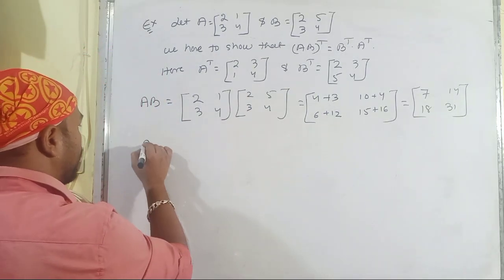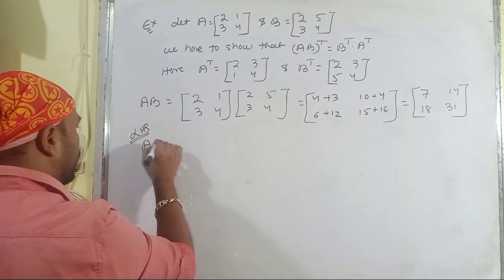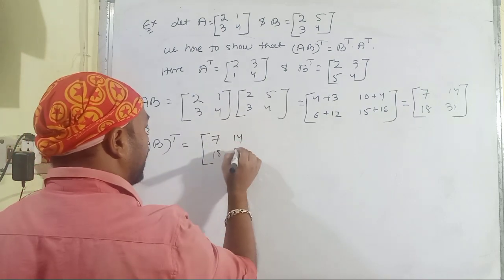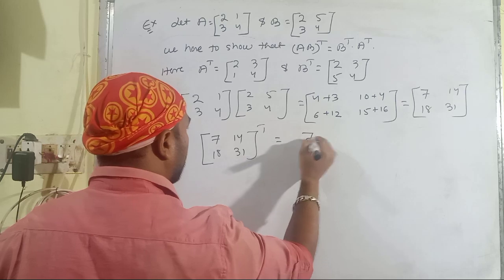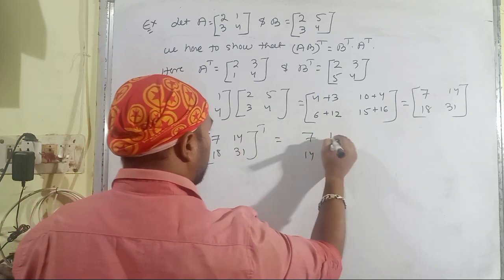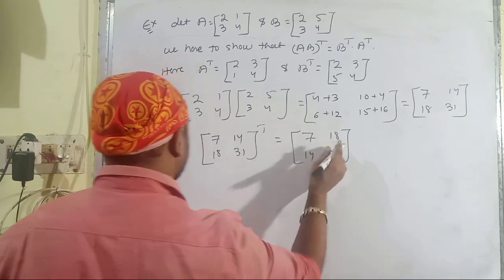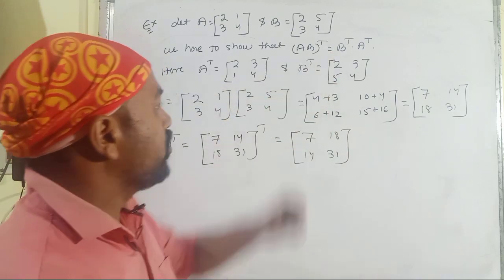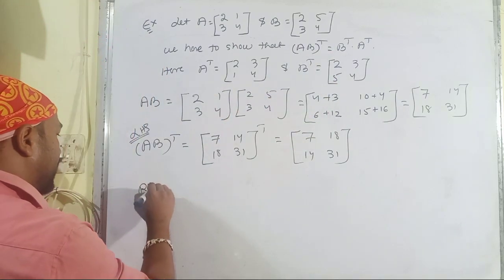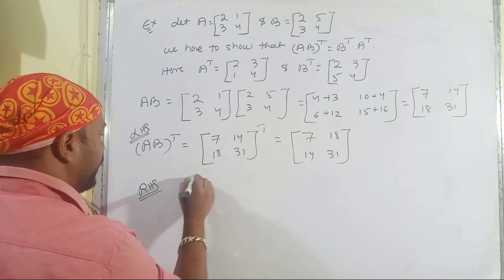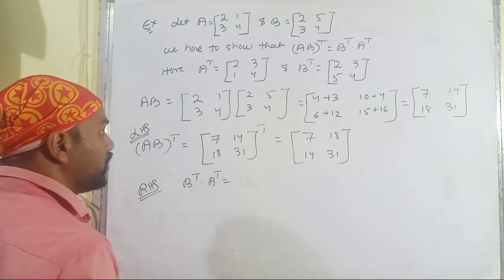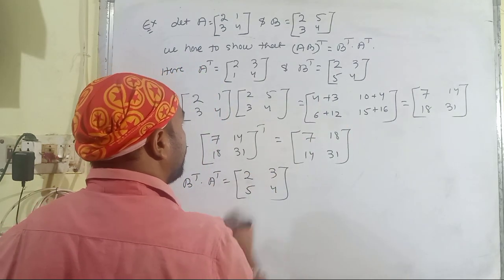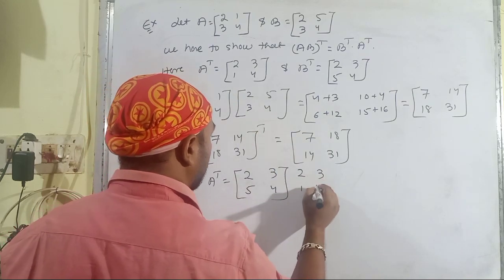So this is the left hand side part. The transpose of AB, that is the transpose of 7, 14, 18, 31, will be 7, 14 in the column manner, then 18, 31 in the column manner, and here it is the left hand side part for the given problem. Then we have to find the value of the right hand side part. Coming to RHS, B transpose multiplied with A transpose. So B transpose is here 2, 3, 5, 4 multiplied with A transpose, which is 2, 3, 1, 4.